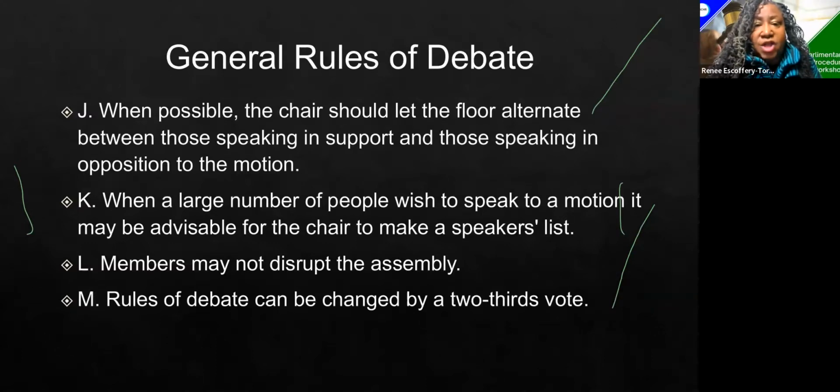Rules of debate can only be changed by a 2/3 vote. So we know in Robert's, it says that you can debate for 10 minutes. If you decide that you want to put in your special rules that you're only going to debate 3 minutes and you're going to turn on a timer when that person starts talking, that has to be voted on and changed by a 2/3 vote.